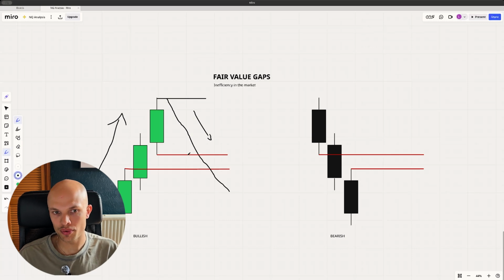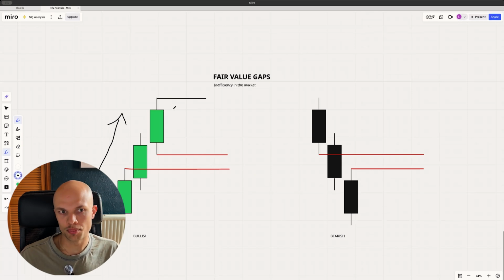Once we break through this level, it becomes an inverse fair value gap because price is then likely to retrace back to the bullish fair value gap. But instead of again going higher, we respect this level and we keep going down. Does that make sense? Let's go through again. So price takes liquidity at a level. We retrace back to the fair value gap, but instead of respecting it, we break through it.